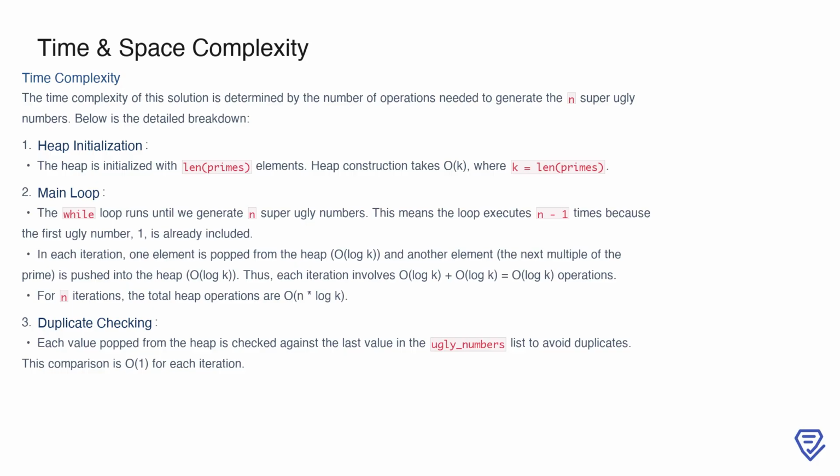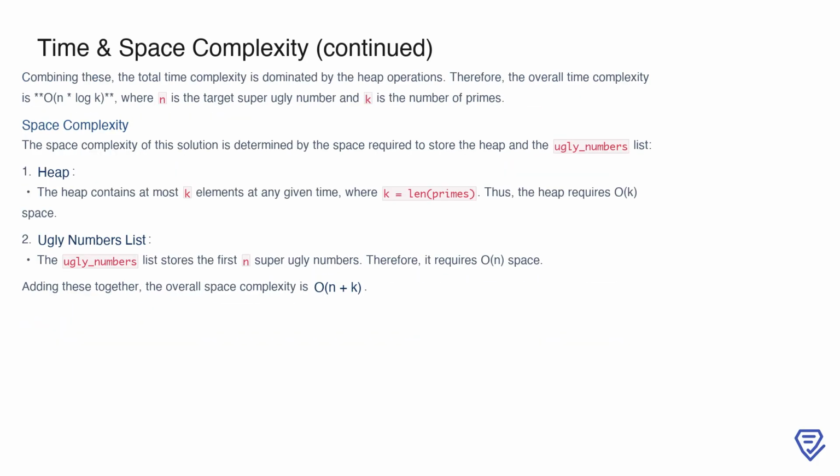Multiplying this by the number of iterations, n, the total cost for heap operations becomes O(n * log k). Finally, duplicate checking is done by comparing the current value being inserted to the last value in the ugly_numbers list. This comparison is constant time, O(1), and does not affect the overall complexity significantly. When we combine all these components, we see that the time complexity is dominated by the heap operations. Therefore, the overall time complexity of the solution is O(n * log k), where n is the number of super ugly numbers we need to generate, and k is the number of primes.